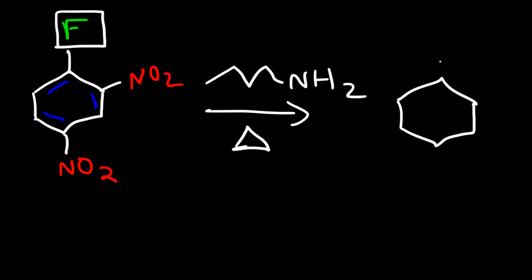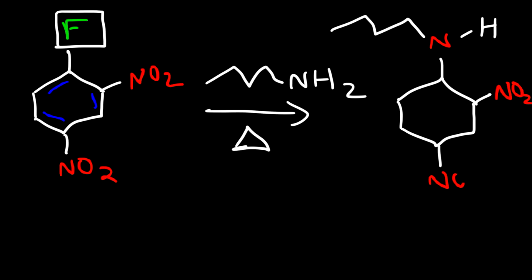Now we're going to have to heat the mixture in order to get this reaction going. But it does work, and in the end, we're going to replace the fluorine atom, and we're going to have an amine. I'm going to put the hydrogen on this side. And here is the butyl group. And then let's not forget to add the other NO2 groups. And so this is the product for this reaction.